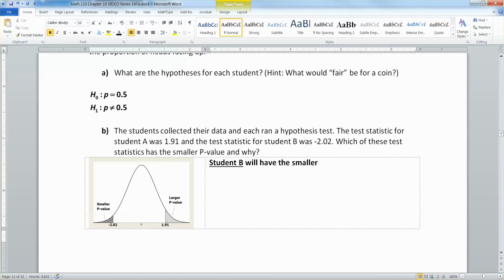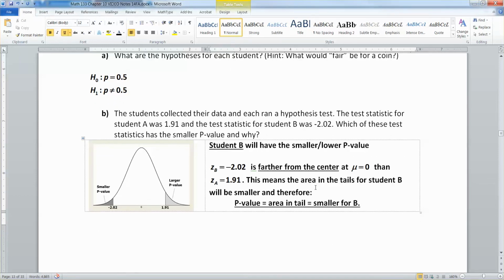Now let me type up why. There. Negative 2.02 is farther from the center at mu equals 0 than the 1.91. And that means the area in the tail for student B will be smaller than for student A. Period. Therefore, the p-value, which is the area in your tail, is smaller for student B. And that's what they were asking about.